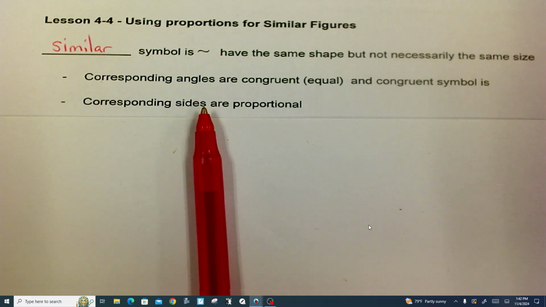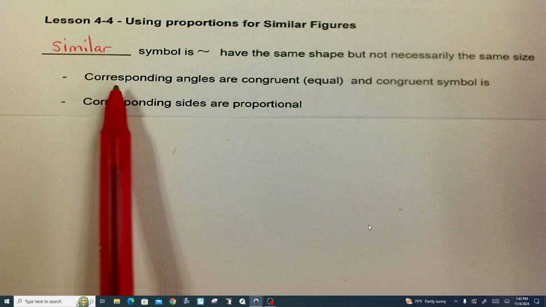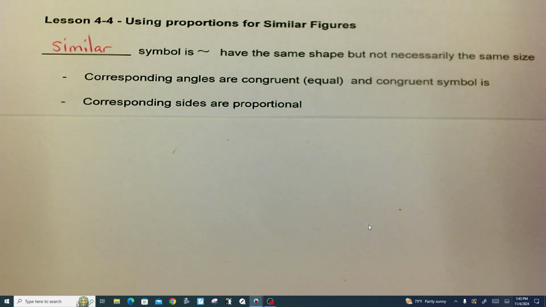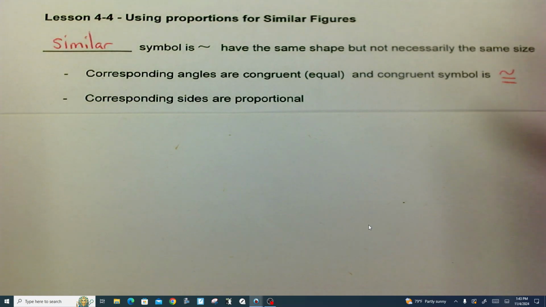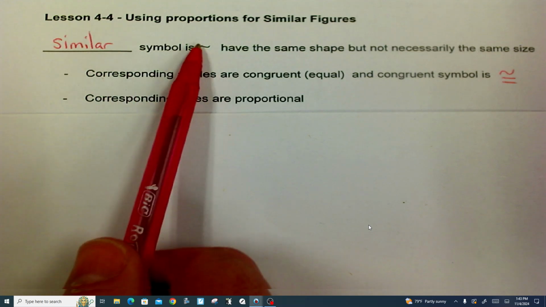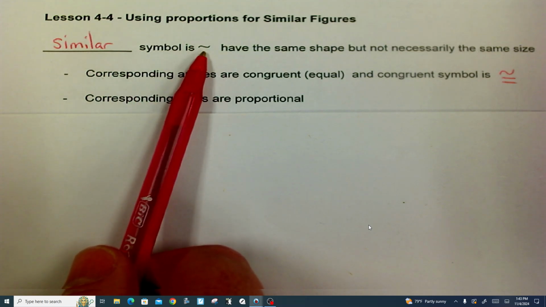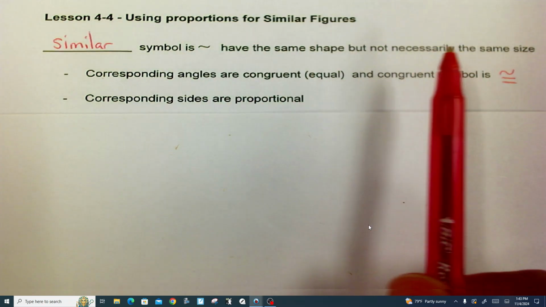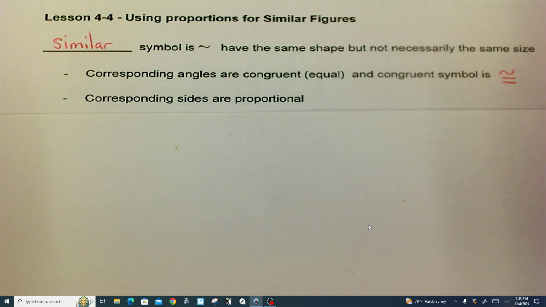Now, different properties of the similar shapes would be this: the corresponding angles are congruent, and that congruent symbol, which you've probably seen before, is just the similar symbol right over top of an equal sign there. So that means that they're exactly the same. So this means they're kind of close but different sizes, very similar. This one would be that they're exactly the same, they are congruent.